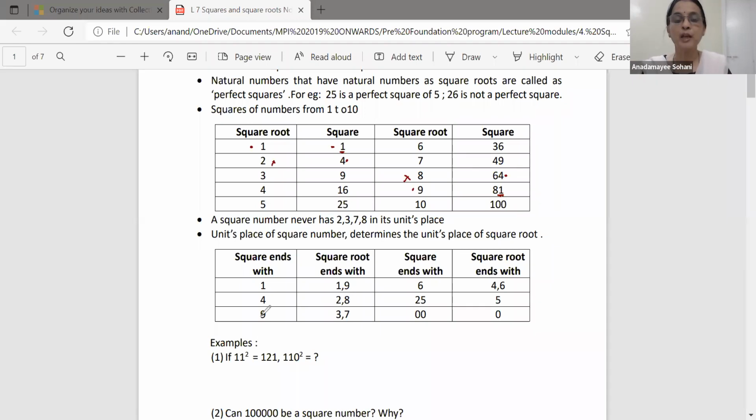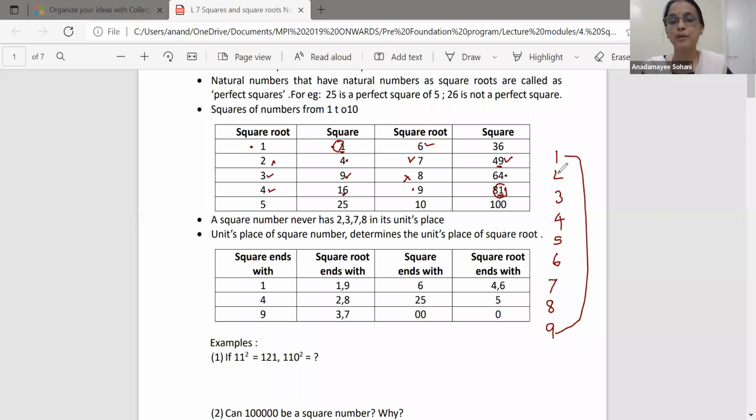If the square is ending with 9, the square root will end with 3 or 7. If the square is ending with 6, the square root will end with 4 or 6. See how it is going? 1, 2, 3, 4, 5, 6, 7, 8, 9. Pairs, see how the pairs are forming? 1 and 9 are forming a pair. Square ends with 1.